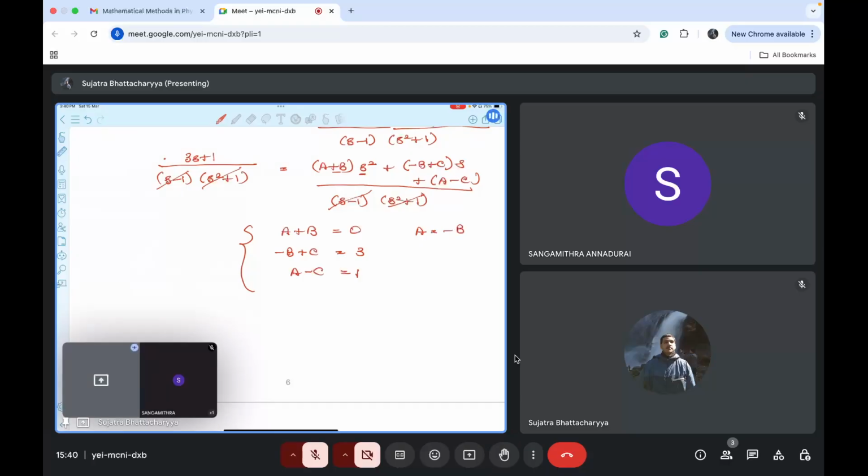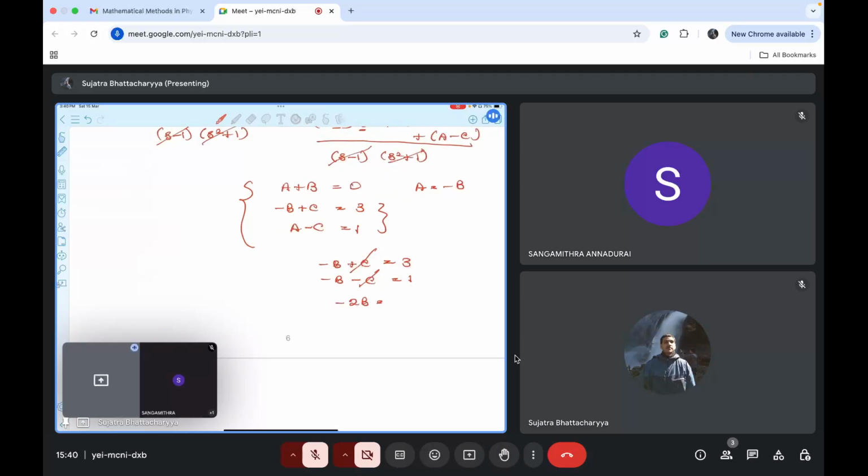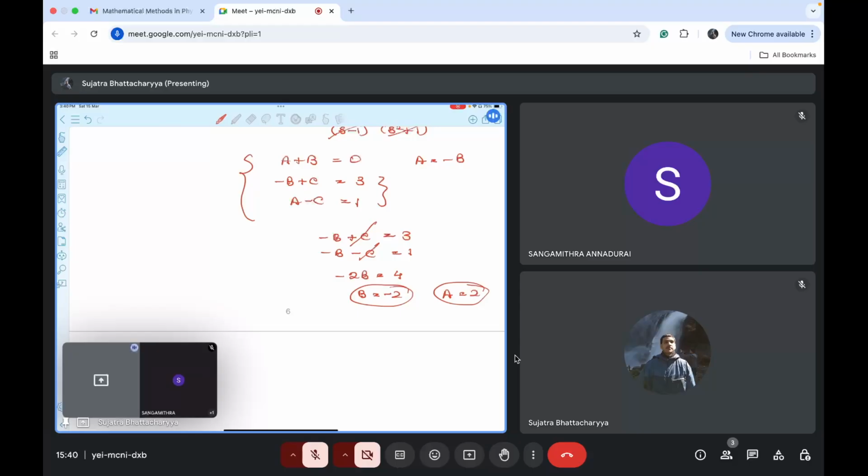Okay, next, we can solve these two. How? Minus b plus c is equal to 3, and a minus c is equal to 1, where a is minus b, so minus b minus c is equal to 1. So just add these and cancel c. So it will be minus 2b is equal to 4. B will be equal to minus 2. Done. If b is equal to minus 2, then a will be 2. If we have done this, just put it in any of the equations. Let's say a minus c is equal to 1. So it will be 2 minus c is equal to 1. So c will be equal to 1.